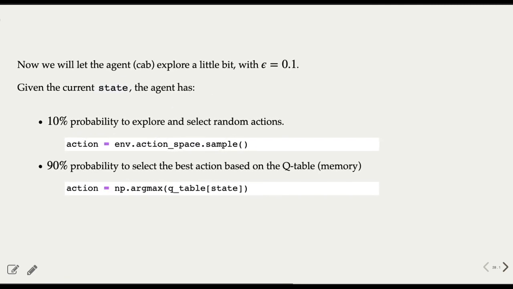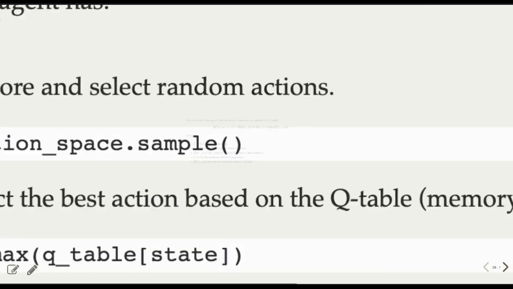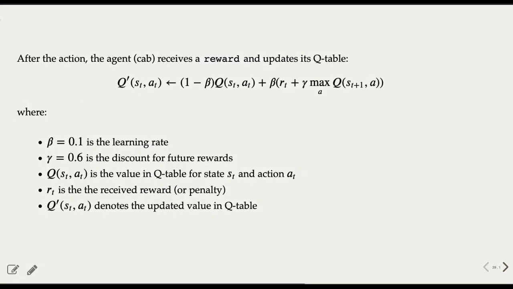in the jobs. We'll let the agent explore a little bit with the probability epsilon equal to 0.1, which means the agent has 10% probability to explore and select random actions. This is for the exploration. And then 90% of probability to select the best action based on the Q table, based on its memory. After each action, the agent will receive a reward that will be used to update its Q table.